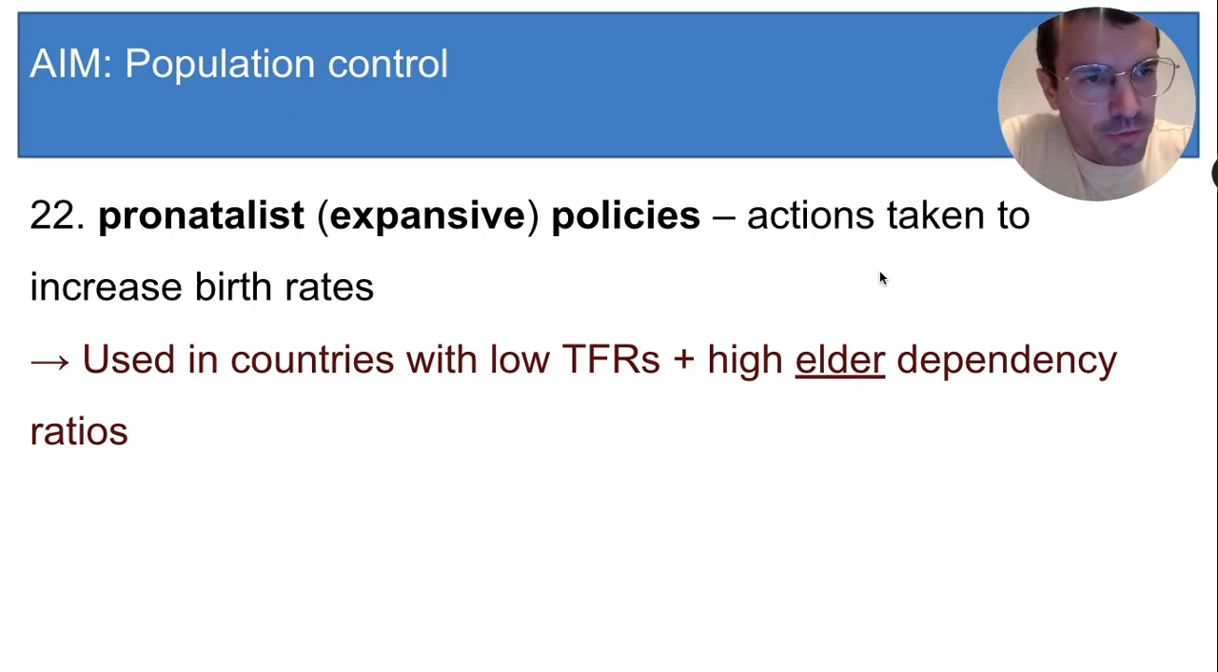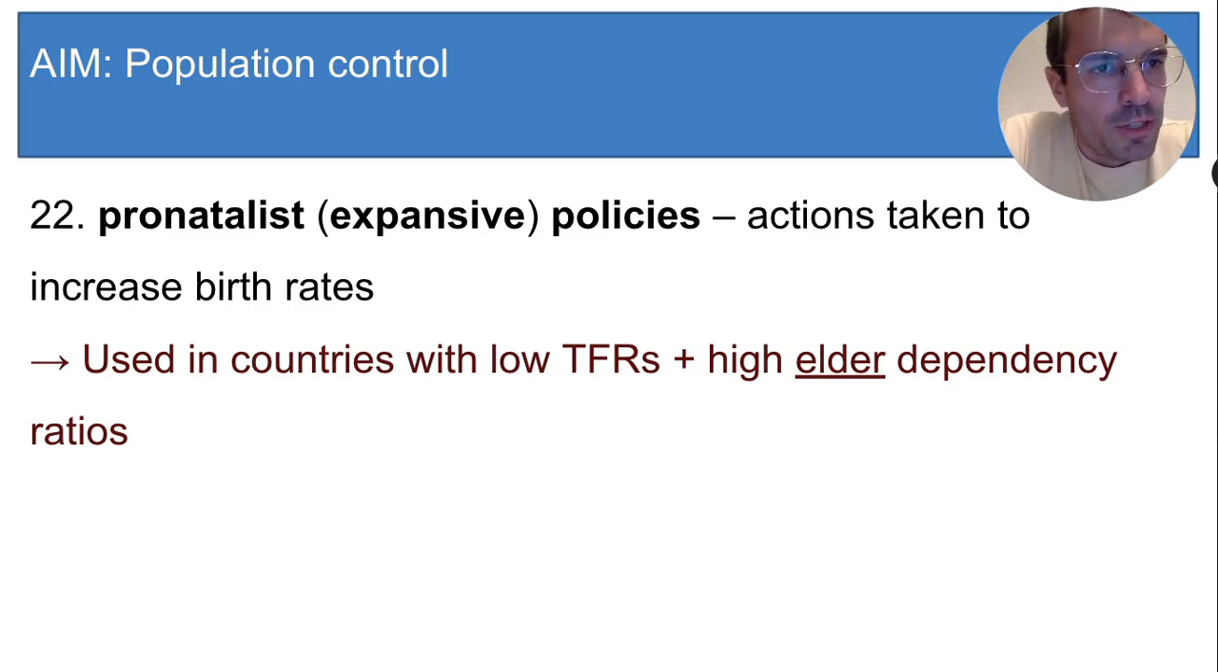We're going to look at a few different ways that governments try to control their population, and the first way is through what are called pronatalist policies. Pronatalist or expansive policies attempt to increase the birth rate. In other words, they try to get people to have more children.